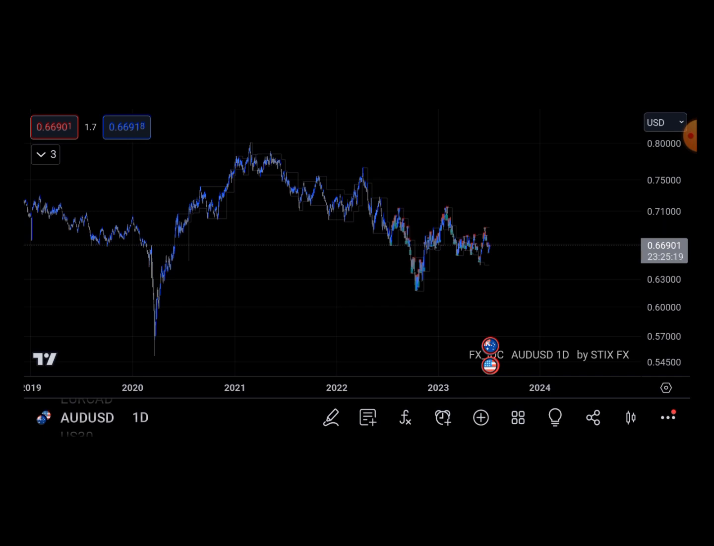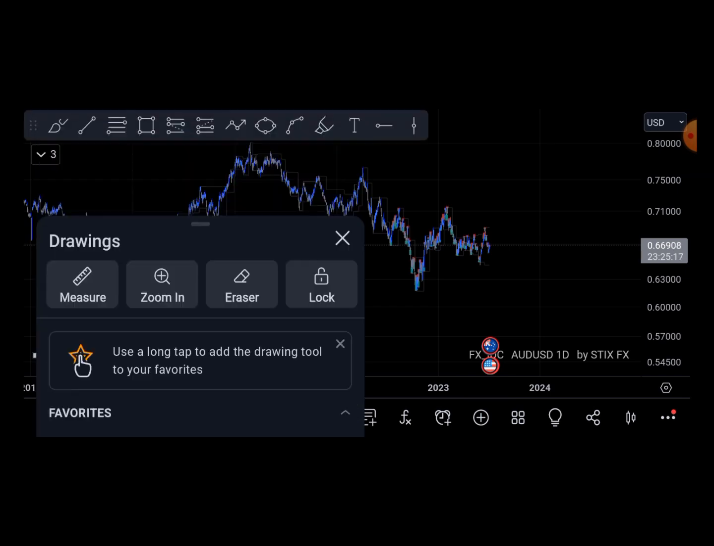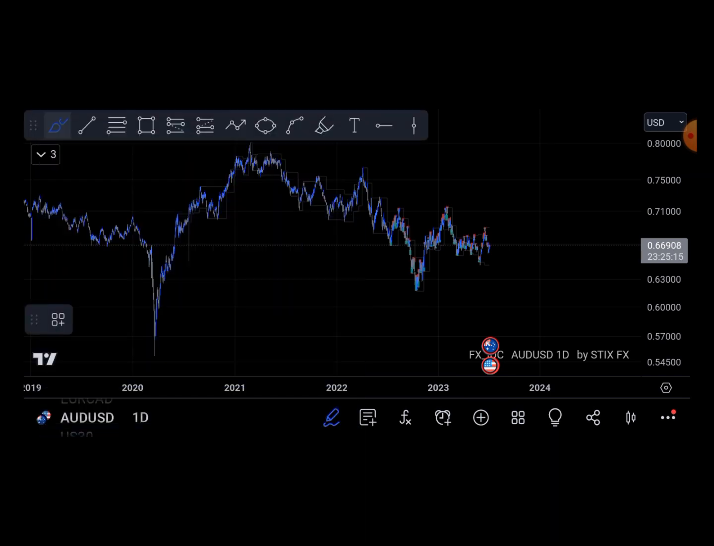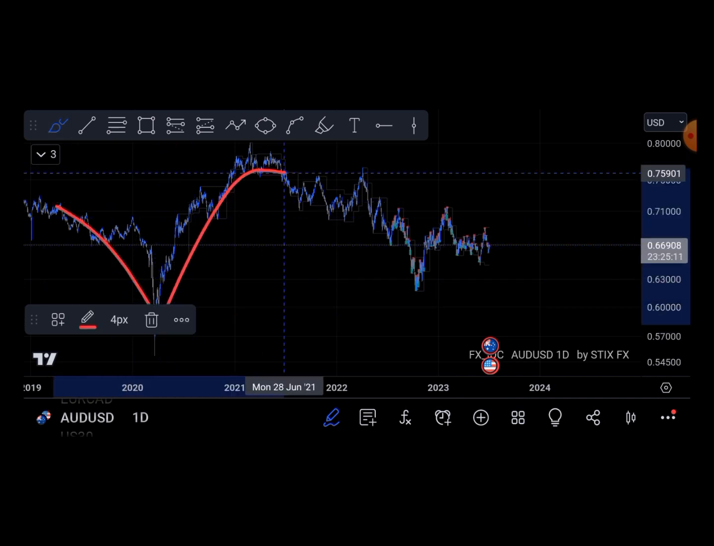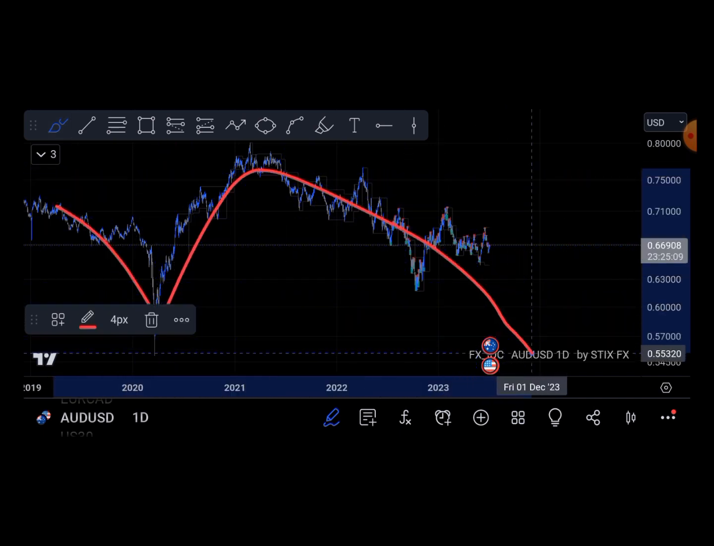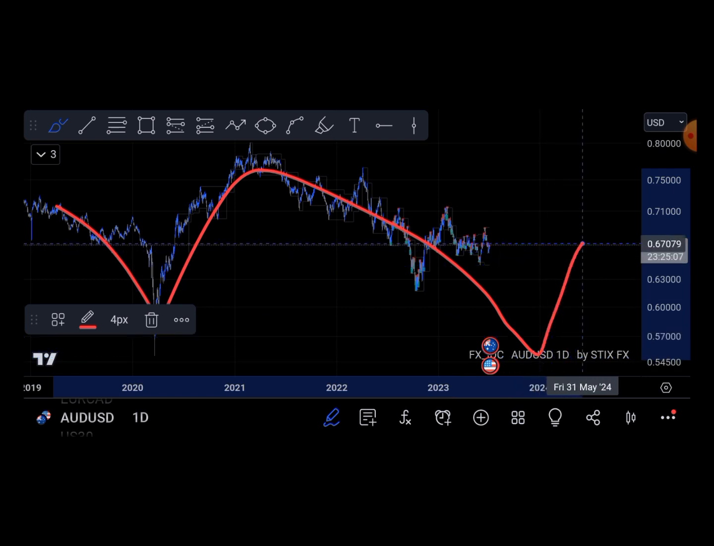As you can see, if I use this pen right here, you can see that AUDUSD has been delivering bearish and is more likely to continue this bearish delivery. And my job is to look for opportunities to get involved in a sell position and ride with the trend. You get me?